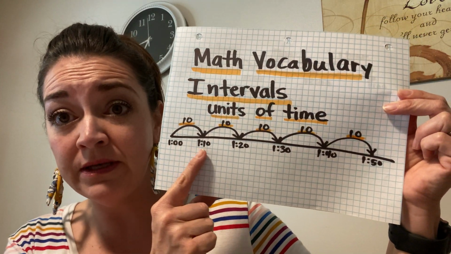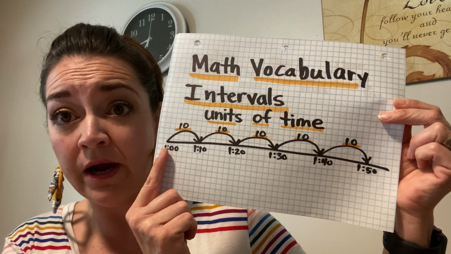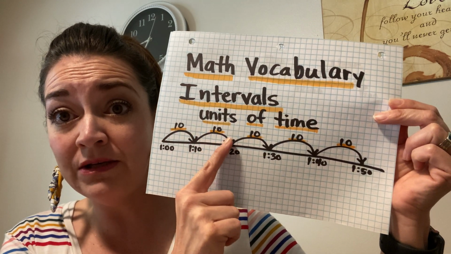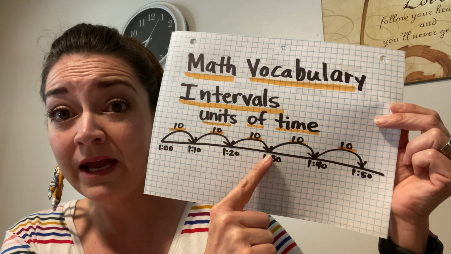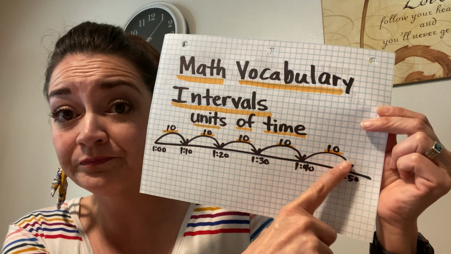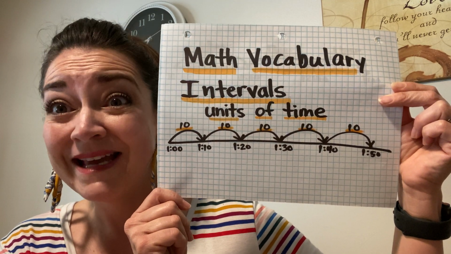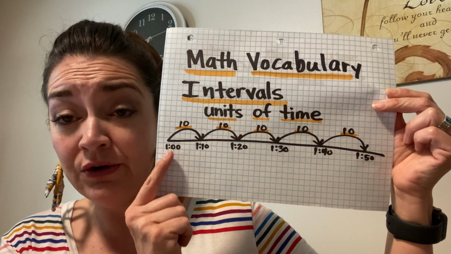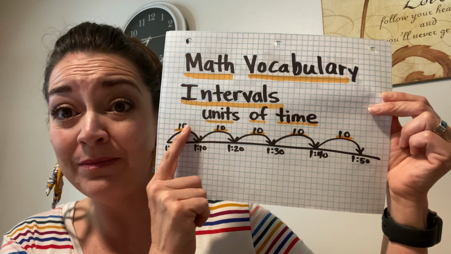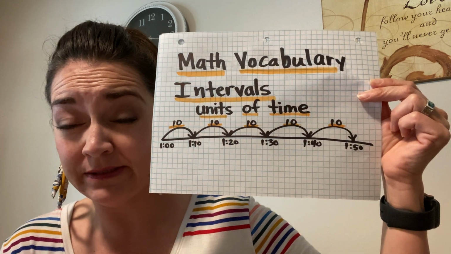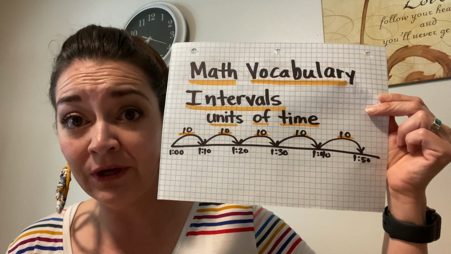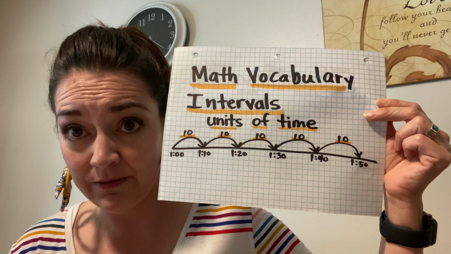So for instance, on this timeline, it started at 1 o'clock and they're equal intervals of how much time do you see? How much am I increasing by each jump? 10 minutes. So that interval of time was 10 minutes. My jumps are 10 minutes. And you're going to be using different intervals of time, okay?